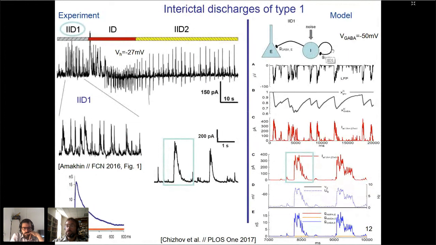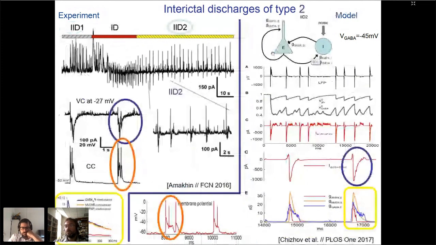In this situation, interneurons excite each other by depolarizing GABA receptors, and we observe activity similar to what we see in experiments: positive pulses of current, and only a single GABA synaptic component. Synchronized activity of interneurons is reflected in the activity of pyramidal cells, and we record this activity.